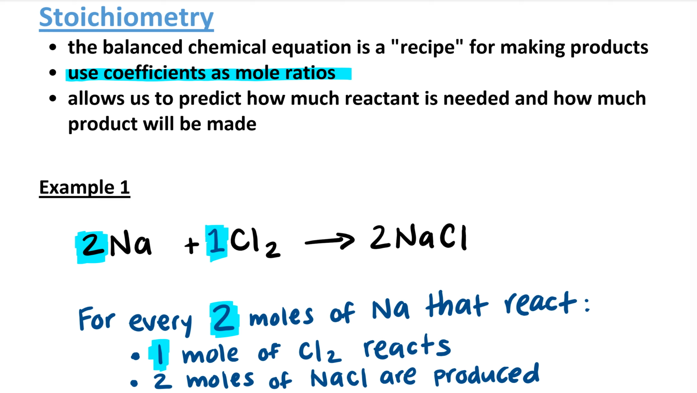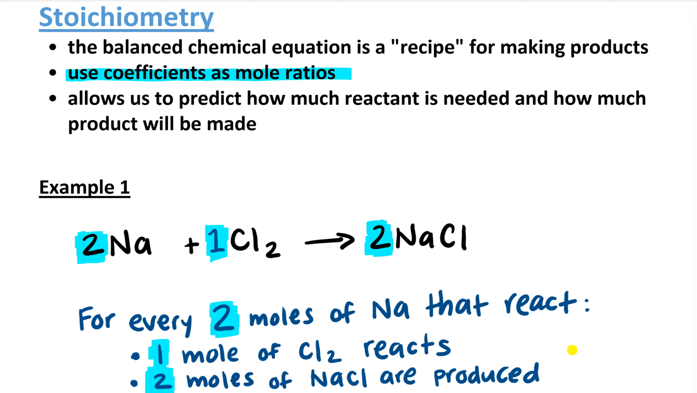And we know that 2 moles of sodium chloride are produced. And again, I'm pulling the coefficient for the sodium chloride. So here's our recipe. For every 2 moles of sodium, we're going to need 1 mole of chlorine, and we combine them together, and we're going to make 2 moles of sodium chloride.